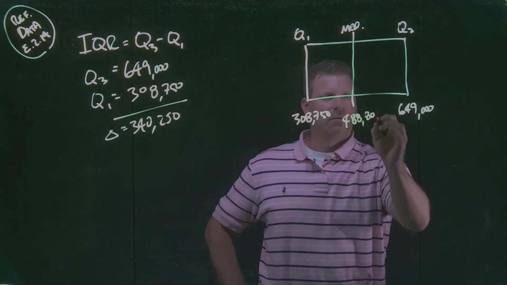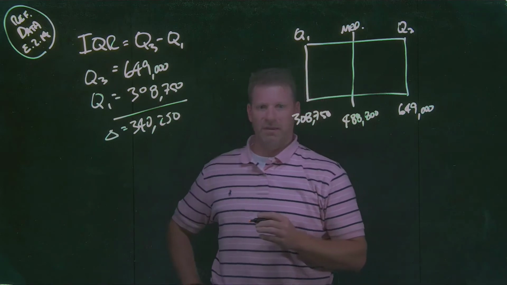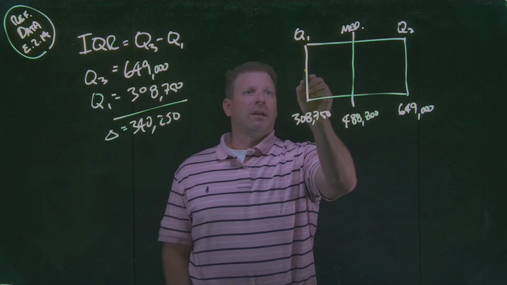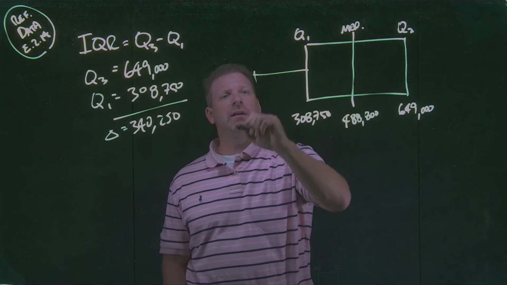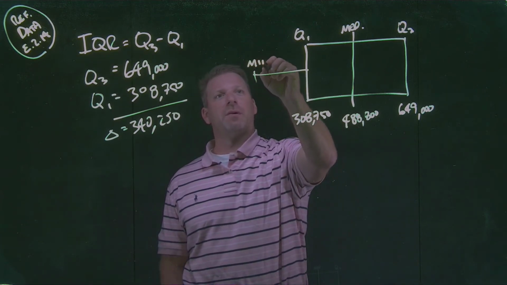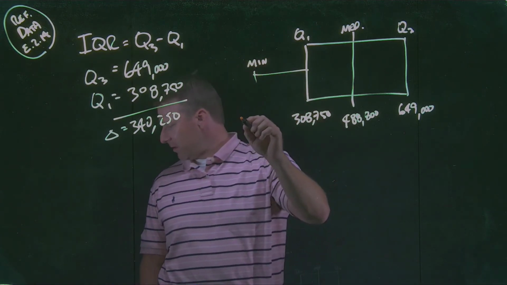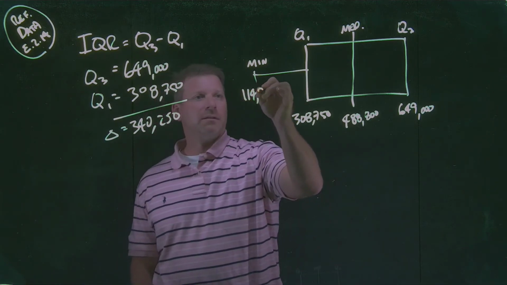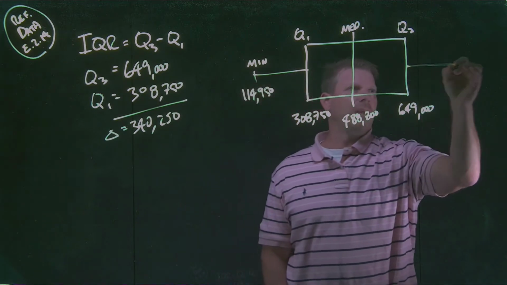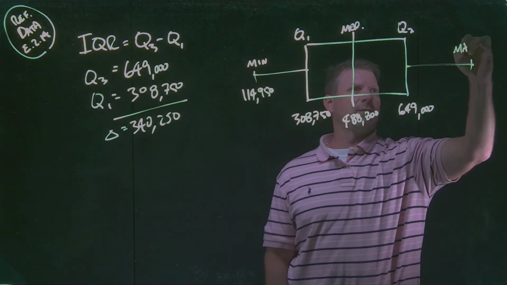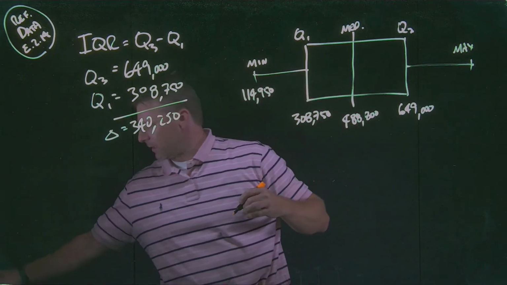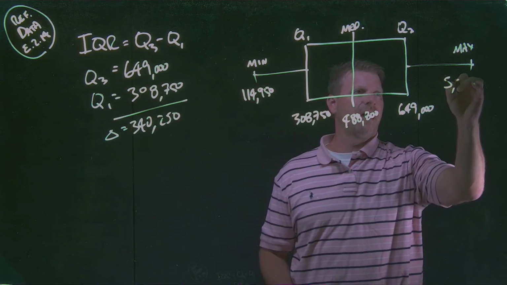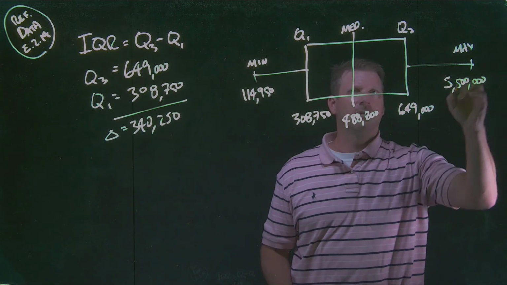488,800. And again, remember we're still dealing with these real estate prices. We can then do these whiskers. We can find our minimum value, which in this case was 114,950. And we can have another whisker over here, which is our maximum value, which in this case was 5.5 million.